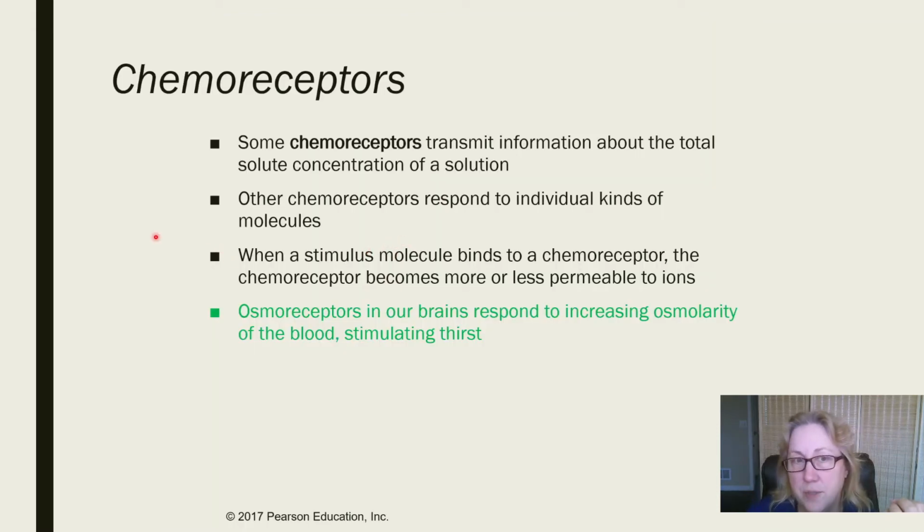Chemoreceptors respond to specific molecules. Sometimes they respond to general types of change, like change in pH or change in osmolarity. And sometimes they are detecting specific molecules, like for our sense of smell, we're detecting specific molecules that bind to receptors. So if you smell smoke versus if you smell vanilla, there's different receptors that are binding to the molecules that you're breathing. And that's why you smell those things as being different.